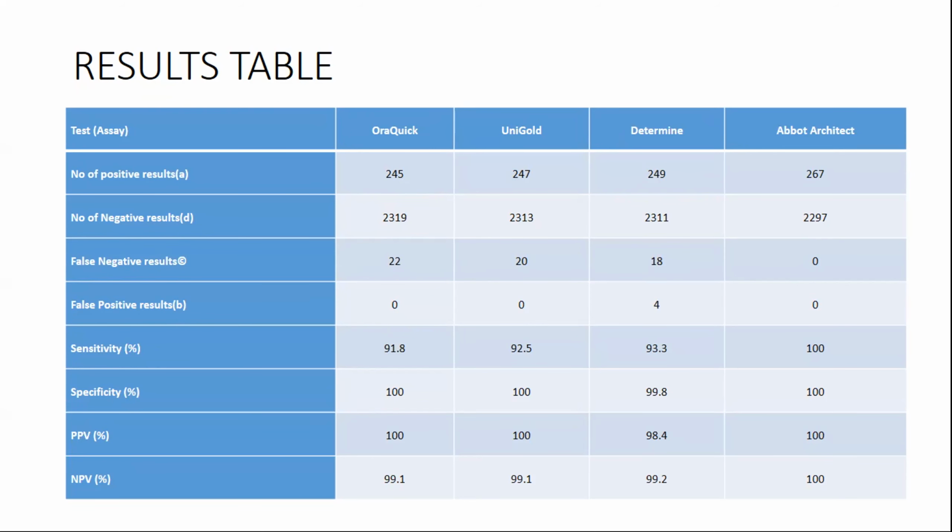This is the result table that shows what I've just been explaining. So OraQuick, Unigold, and Determine were compared to Abbott Architect, which was the gold standard. And these are the number of total positives that were obtained from each test compared to the Abbott. And then we have the total negative results, then the false negatives, false positives, the sensitivity, specificity, positive predictive value, and the negative predictive value, as explained.